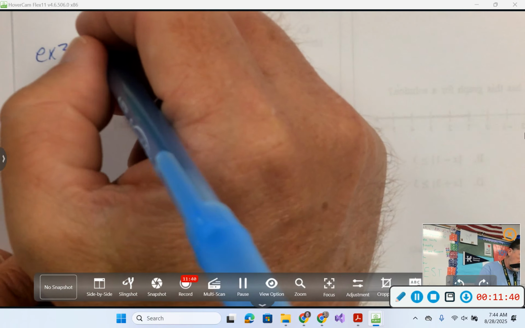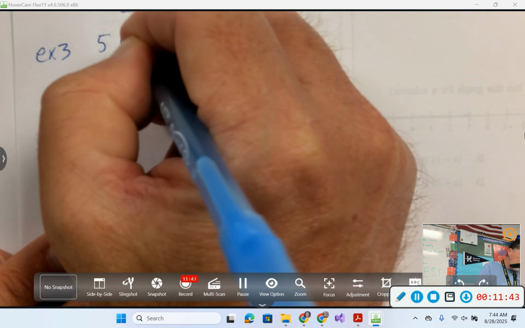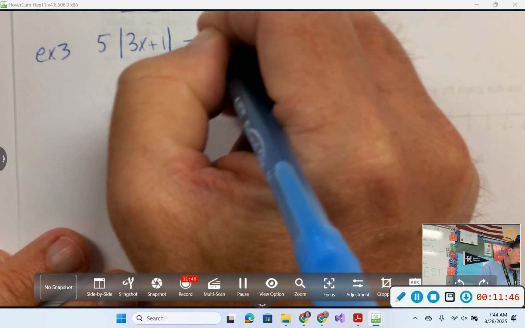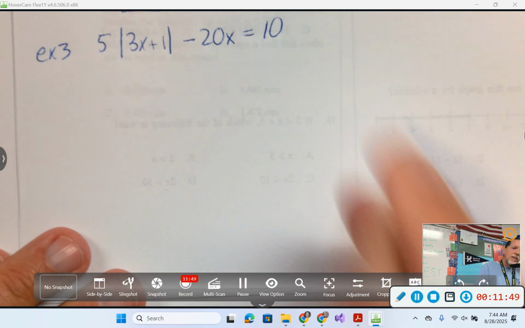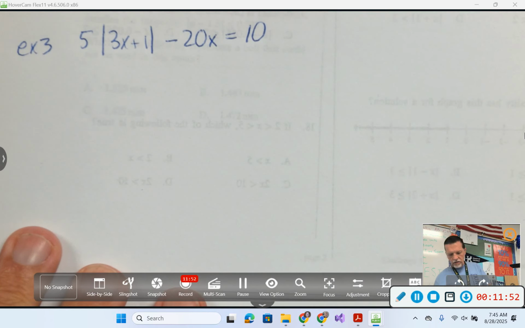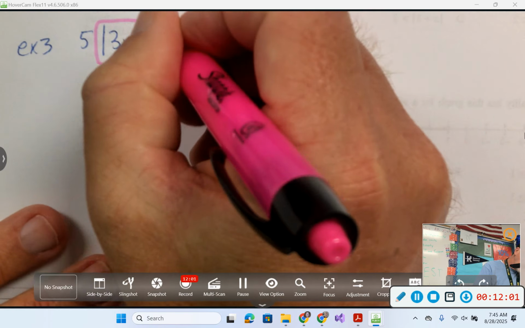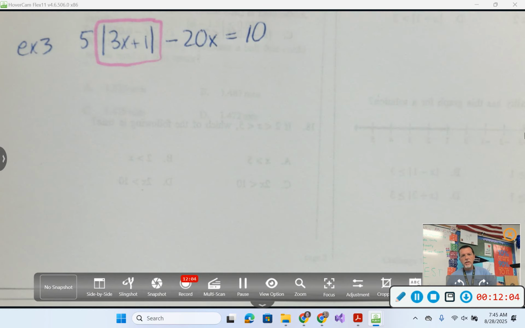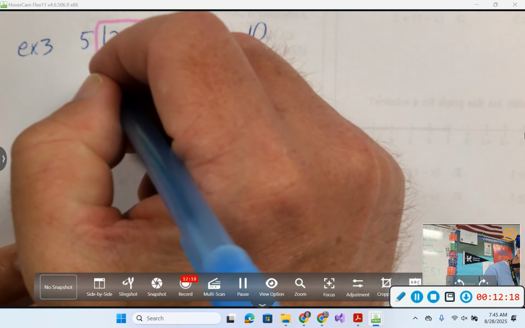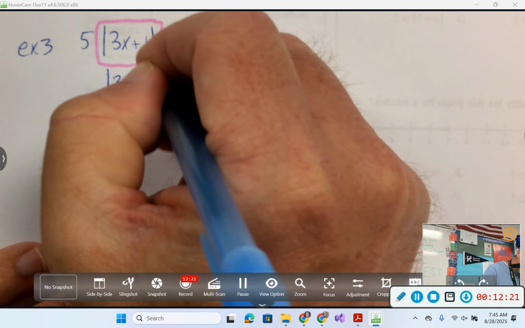Example 3. 5 times the absolute value of 3x plus 1, minus 20x equals 10. Obviously this one's a little more complicated than the last one, but our job's still the same. Get this guy by itself first, and then split it up. So what do you want to do first to start to get that chunk by itself? Divide by 5. Good. You can divide by 5 or move the 20x over, either way, but dividing by 5 sort of reduces everybody, so I like that one. Let's divide by 5.